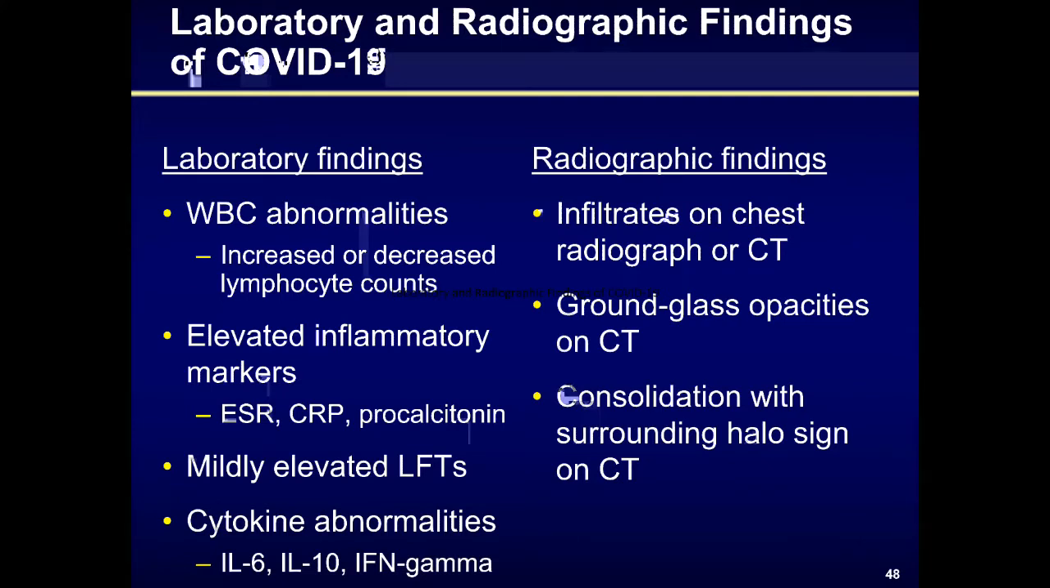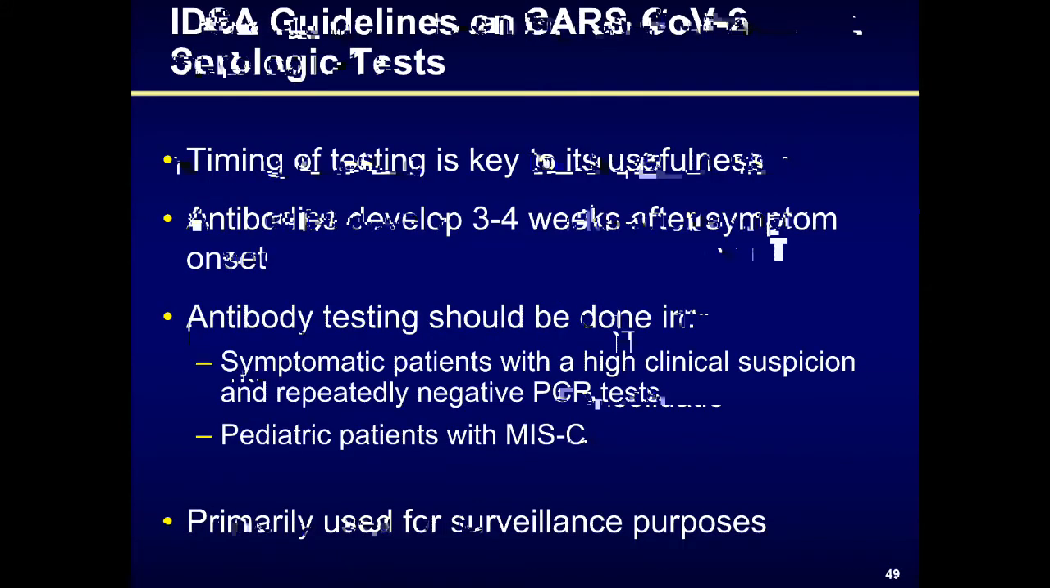So this slide summarizes some of the laboratory findings and radiographic findings that we see in these patients. So a lot of white blood cell abnormalities, mostly decreased lymphocyte counts, but you can have lymphocytosis as well, but usually there's some degree of lymphopenia. There are elevated inflammatory markers of various kinds. There's transaminitis, and there's a whole host of cytokine abnormalities, including elevated IL-6, IL-10, and interferon gamma, and then the radiographic findings that we just discussed.